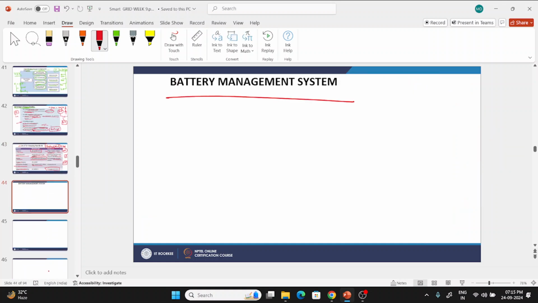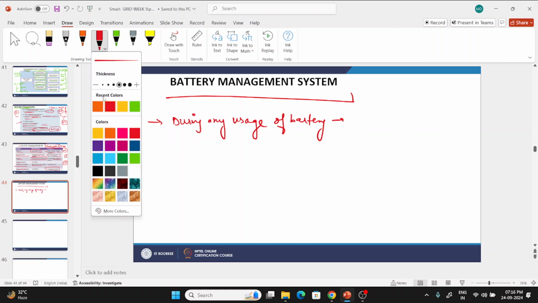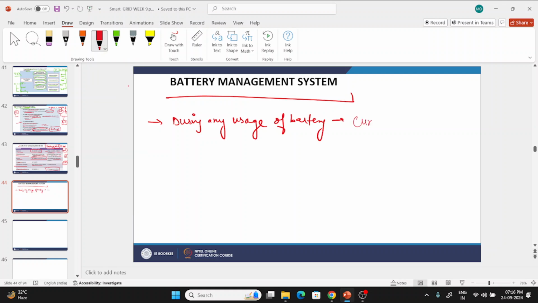Now coming to another topic, which is the battery management system. Why is it very important and a trending topic nowadays? The reason is that during any usage of a battery, current flows, and then I square R losses happen. These I square R losses translate into heat produced in the battery.